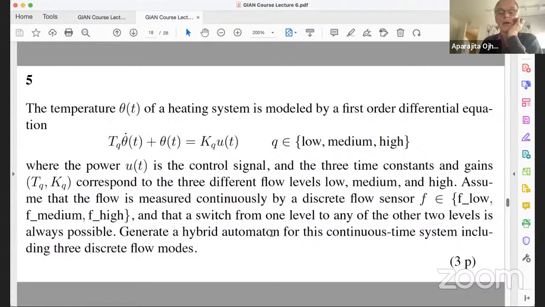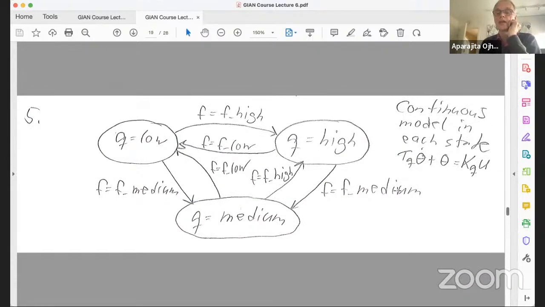And then we should generate a hybrid automaton for this continuous time system, including the discrete flow models. So the meaning of this is that these parameters, TQ and KQ, have different values in the high, medium, and low location. So depending on in which mode or location we are, you get different values of Q, and that means different values of this continuous time differential equation. So this is a kind of hybrid system.